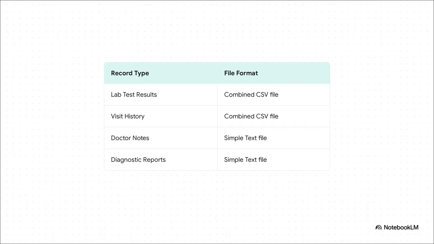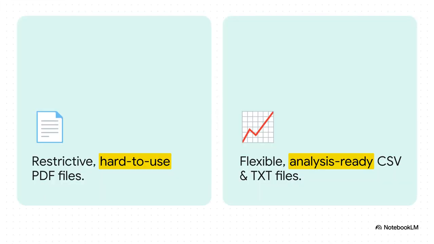Okay, this is where it gets really powerful. Instead of having like 100 different files to sort through, all your lab results and your visit history, they're neatly organized into single CSV files. And if you've ever touched a spreadsheet, you know that CSV is perfect for digging into data. And your doctor's notes and reports? They just come as simple text files you can easily search. Yeah, this switch in file formats is the real game changer here. You're going from these locked down, hard-to-use PDFs to super flexible CSV and text files that are ready for you to work with.